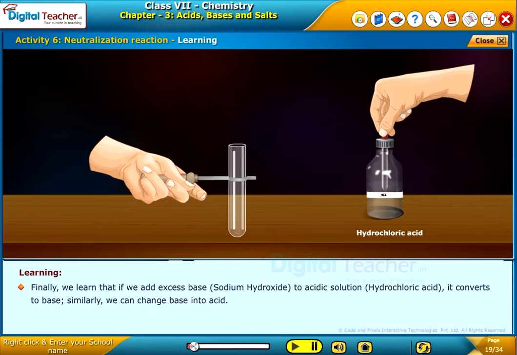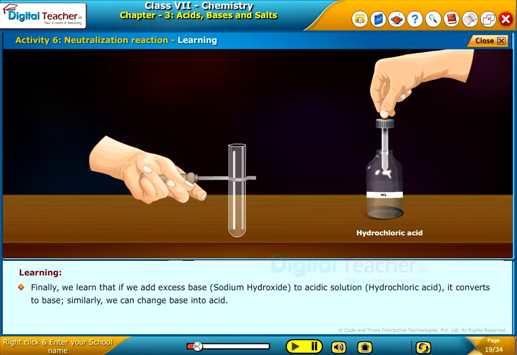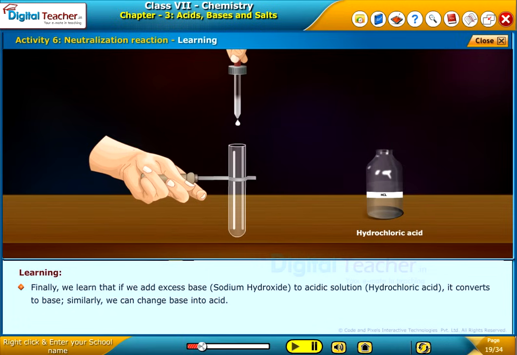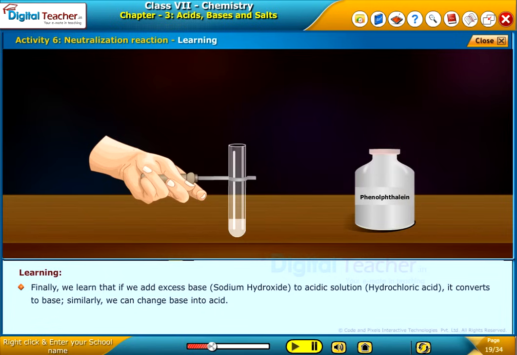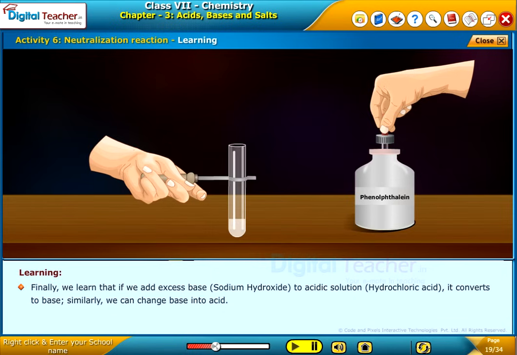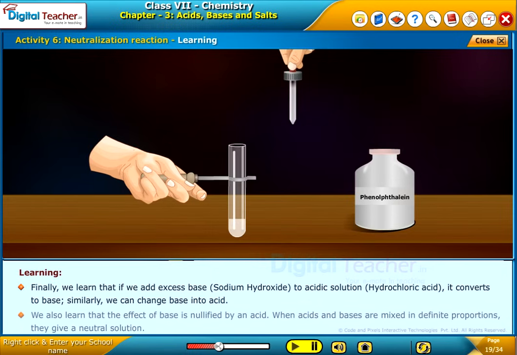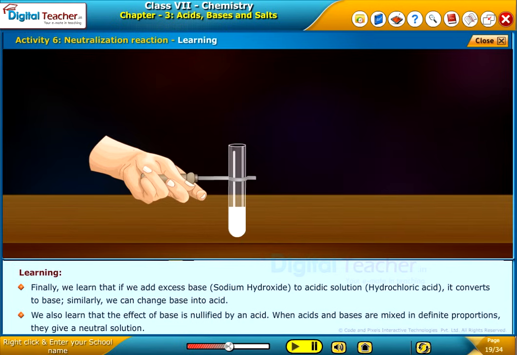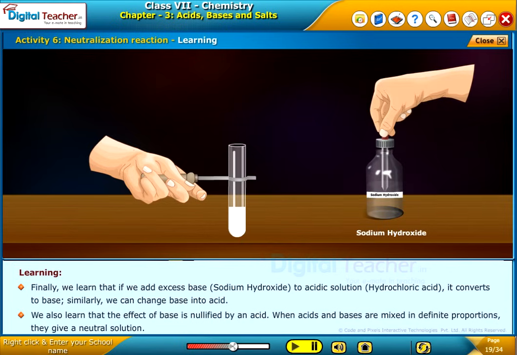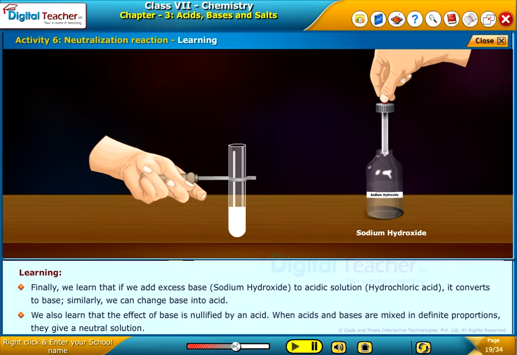Finally, we learned that if we add excess base, that is sodium hydroxide, to acidic solution, that is hydrochloric acid, it converts to base. Similarly, we can change base into acid. We also learned that the effect of base is nullified by an acid. When acids and bases are mixed in definite proportions, they give a neutral solution.